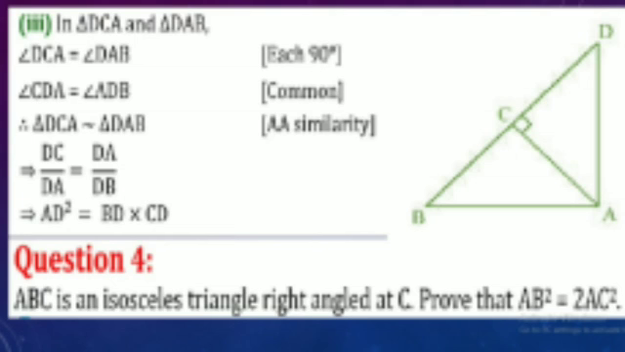Now students, question number 4. ABC is an isosceles triangle which is right angled at C. So that means AC is equal to BC. We have to prove that AB square is equal to twice of AC square. Students, I am giving this question as homework to you.